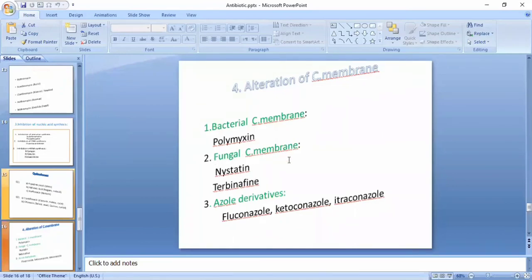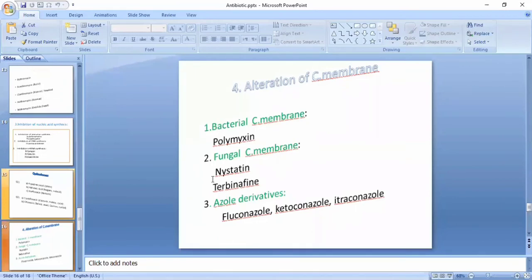The recent antifungal drugs which act on the fungal cell membrane, such as terbinafine, are very active drugs against fungal infections, either nail infections or skin infections, the superficial infections of the skin. So terbinafine is a very effective drug. It is also available in tablet form and in ointment or cream form.